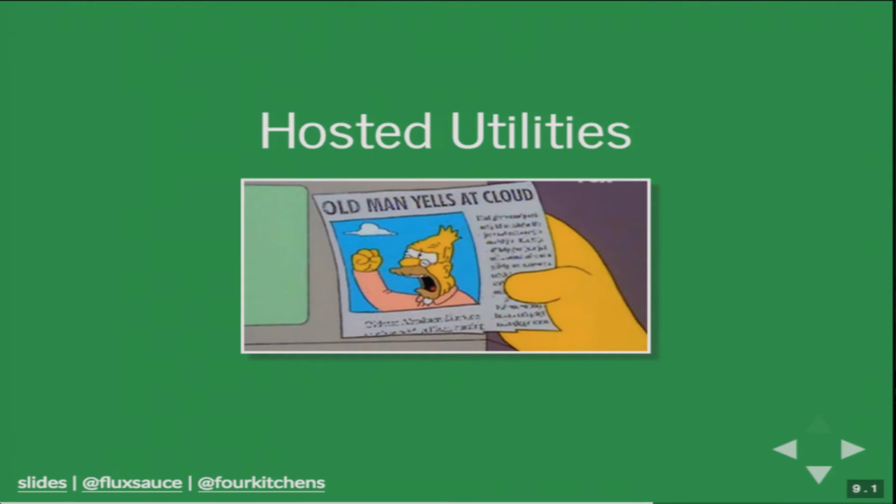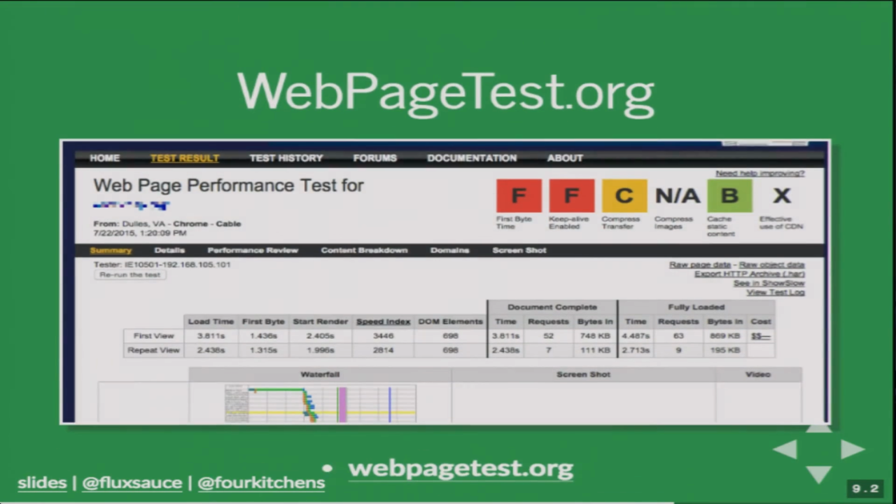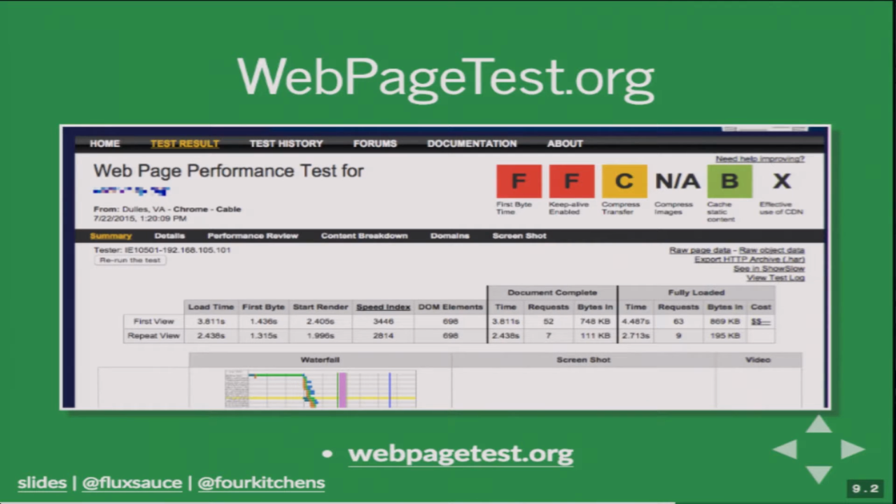There are a number of hosted utilities available, things that are not available locally. For example, webpagetest.org is a fantastic utility. It will perform 2 requests against a particular URL, do a comparison between the two, and provide a very comprehensive caching report, also talking about the performance of the page and the weight of the page. For the example on this particular site, the first view load time was 3.8 seconds. The repeat view, which is checking the cacheability of the page, is 2.4 seconds.